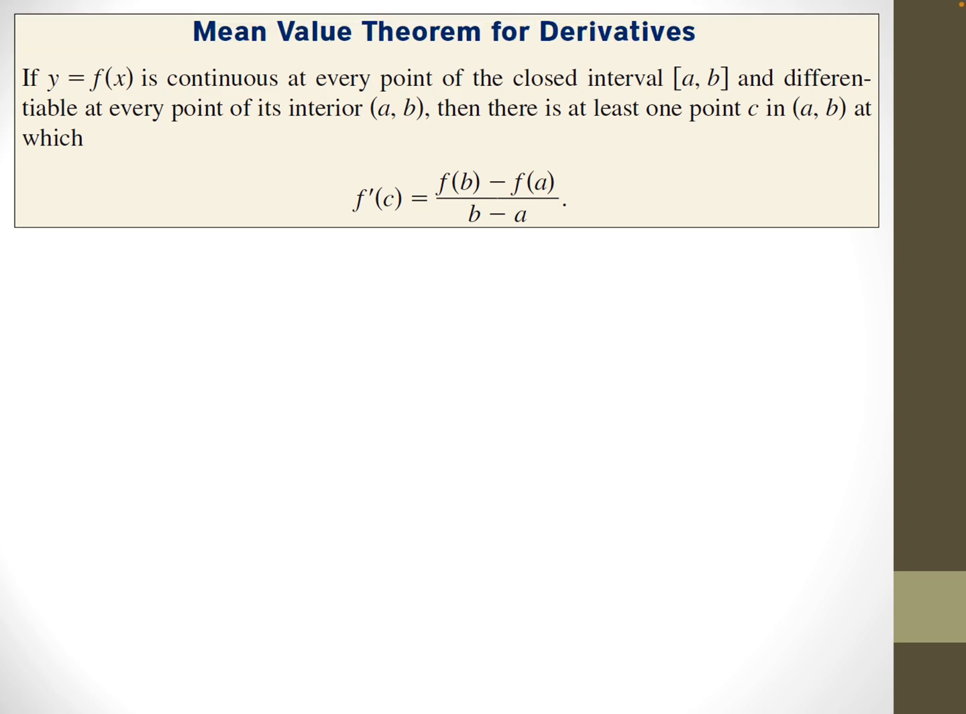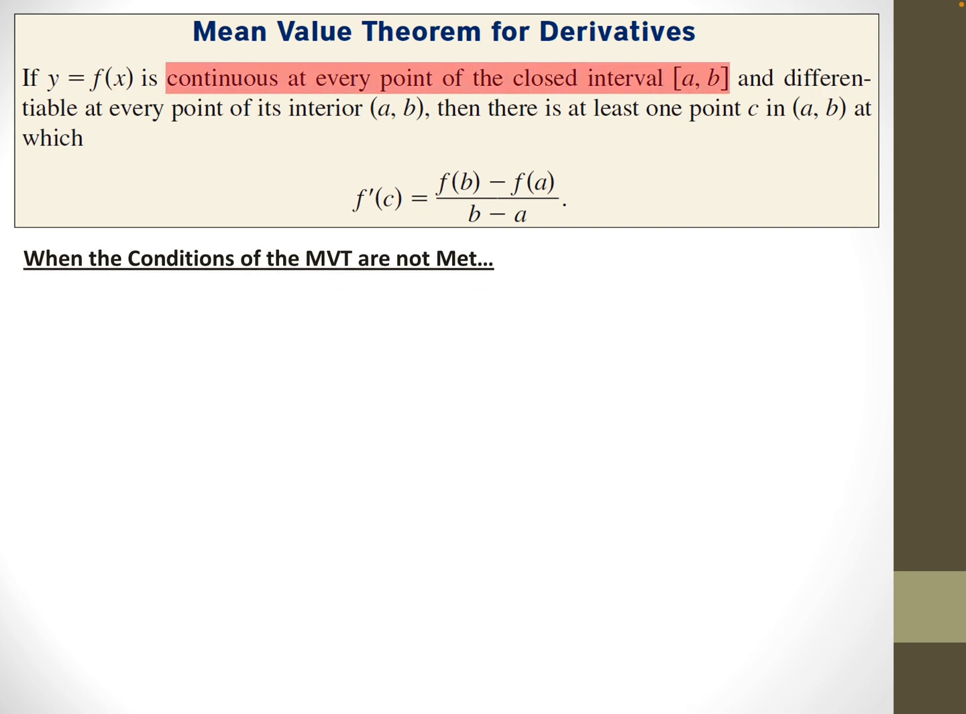Okay, so mean value theorem for derivatives. We want to talk a little more about the continuity part and the differentiable part. These were important qualifications of the mean value theorem, that the function must be continuous and differentiable. So what happens if those things don't hold?